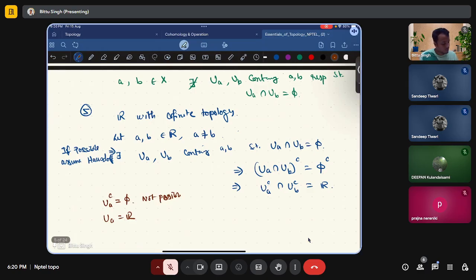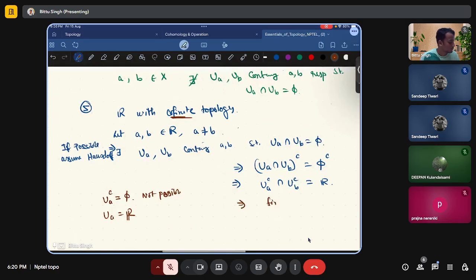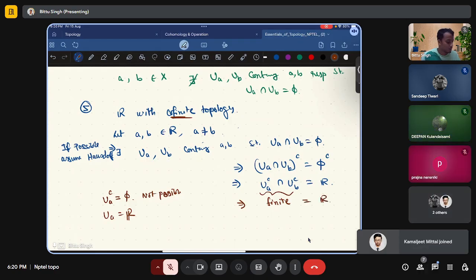Therefore, U_A complement must be finite, right? In the cofinite topology, similarly U_B complement is also finite. Therefore the union of two finite sets is finite. Both are finite, therefore their union is also finite. But on the right hand side, R is not finite. So it is a contradiction.